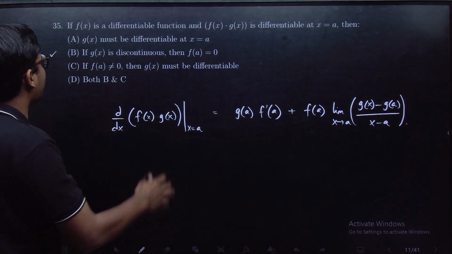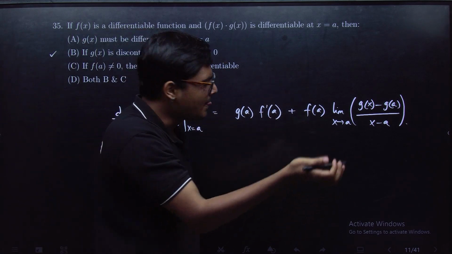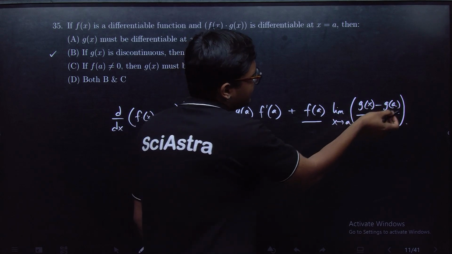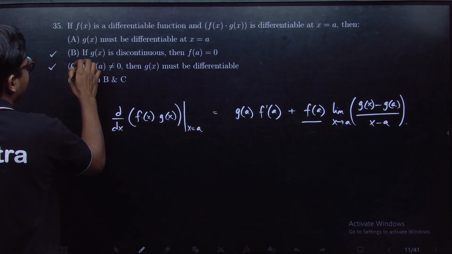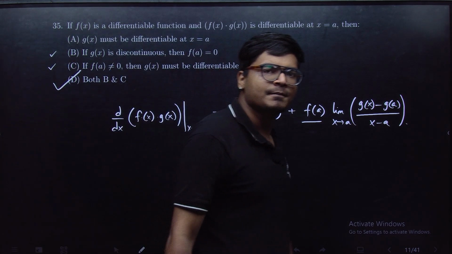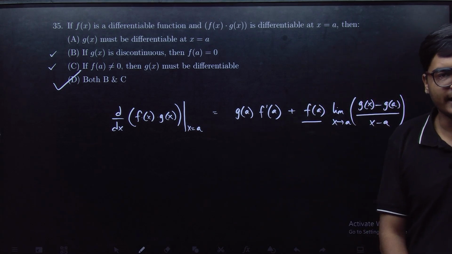Similarly, option C is f(a) is non-zero, then g must be differentiable. Yes, right? Because if f(a) is non-zero, the second limit has to exist. And we know by definition, if the second limit exists, then the function is differentiable, right? Which means if f(a) is non-zero, g has to be differentiable. Hence, B and C are both correct, and it's just option D. So it was a very conceptual question, just using the definition of the derivative at a point, right?